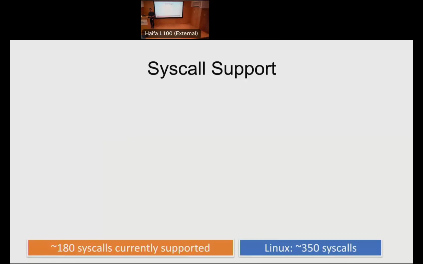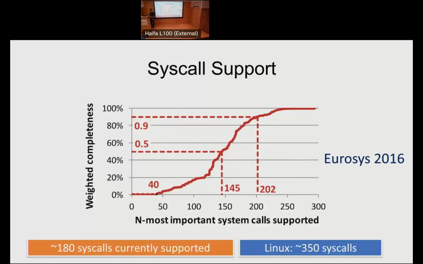And the thing is, you don't actually need to implement all 350 system calls to have really good compatibility. If you take a look at this 2016 Eurosys paper by Tsai et al., you can see that 180 system calls is roughly equivalent to 80% of application support, considering the Ubuntu distribution. Of course, it matters which of the 180 system calls you implement, not just any of them, and that requires a bit more of a detailed analysis, and we do that in the paper.